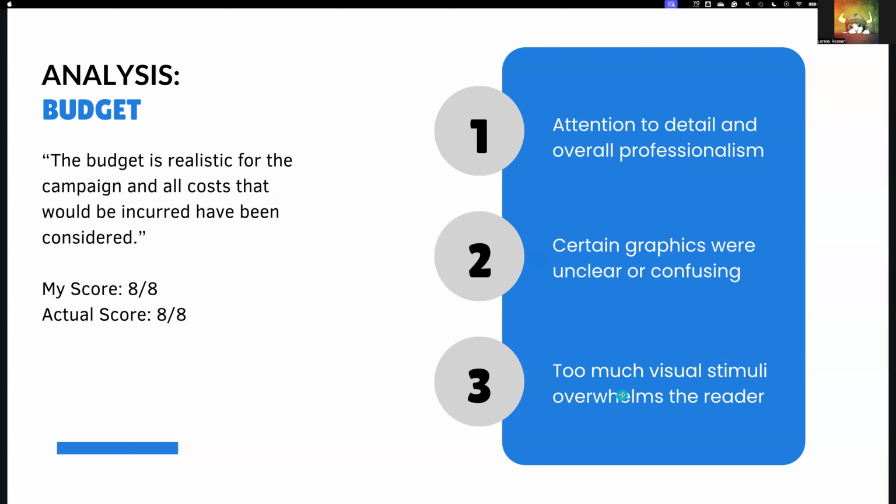Just kind of tying back into that, if there's too much visual stimuli, it overwhelms your judge. Another really fun thing to consider about the budget is that if you are doing a contingency fund, it's good to explain why you put that much money into your contingency fund. And with that, that is about everything that I have to talk about in budget.